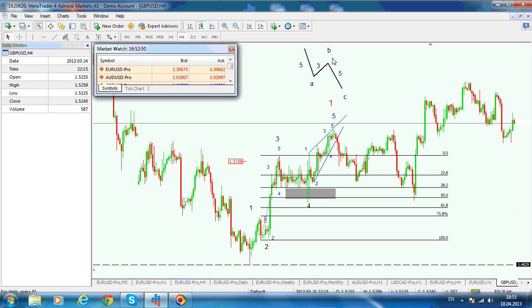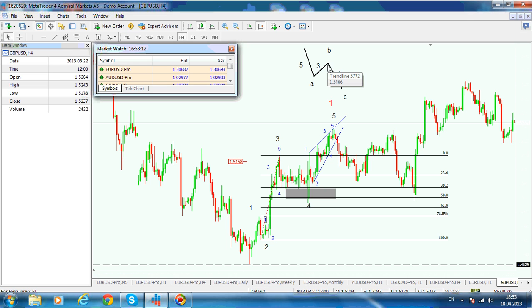Now, if this is called a flat, then the ramifications go even further. What kind of a flat is it? It is a common flat. It is a running flat. It is an irregular flat. It is an elongated flat. So all kinds of possibilities, only judging by this moment, by this wave B.